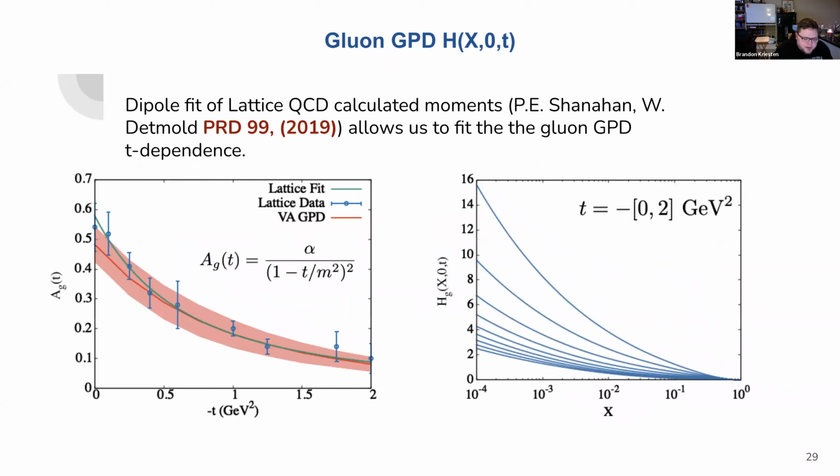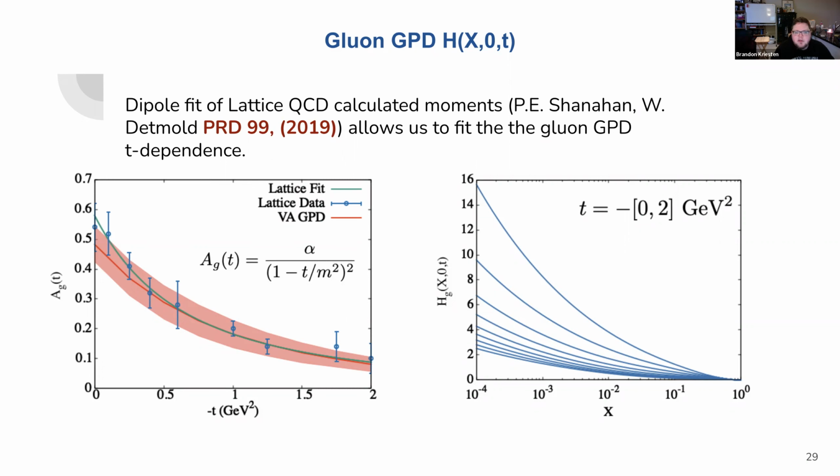So this is where the synergy between theory and lattice comes in, in that we take our gluon GPD and fit it to the lattice QCD calculated moments. This is all we really know about the gluon t dependence, through the lattice calculations. So for instance, in this Detmold and Shanahan paper from 2019, they give us the data for the gluon calculated moments at a specific pion mass.